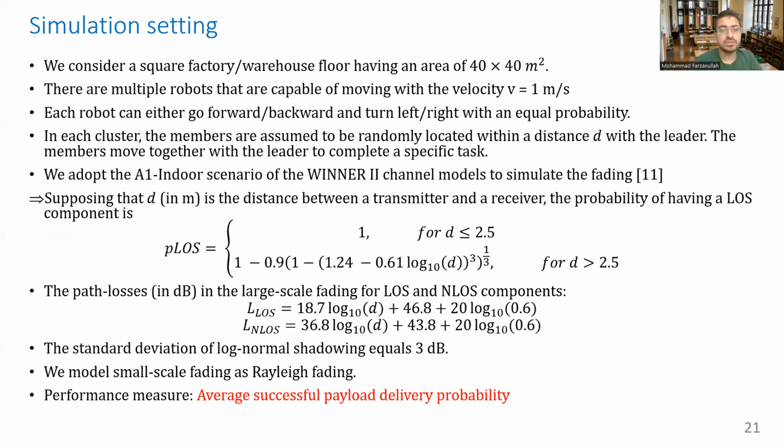For the path loss, we consider the A1 indoor scenario of the WINNER channel model. Meanwhile, we consider log-normal shadowing with a standard deviation of 3 dB. Also, we model small-scale fading as Rayleigh fading.